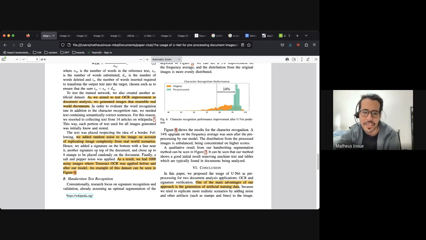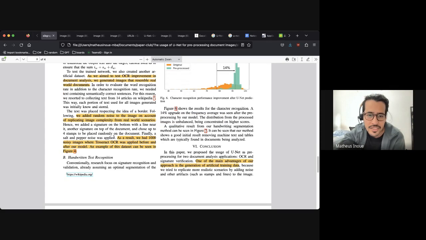So like I said before, you can have some small noise, and then you can add more noise to make the problem harder. All right. Here in the end, they say, as a result, we had 1,000 noisy images where Tesseract OCR was applied before and after our model. So then we can compare the results before and after the processing operation.